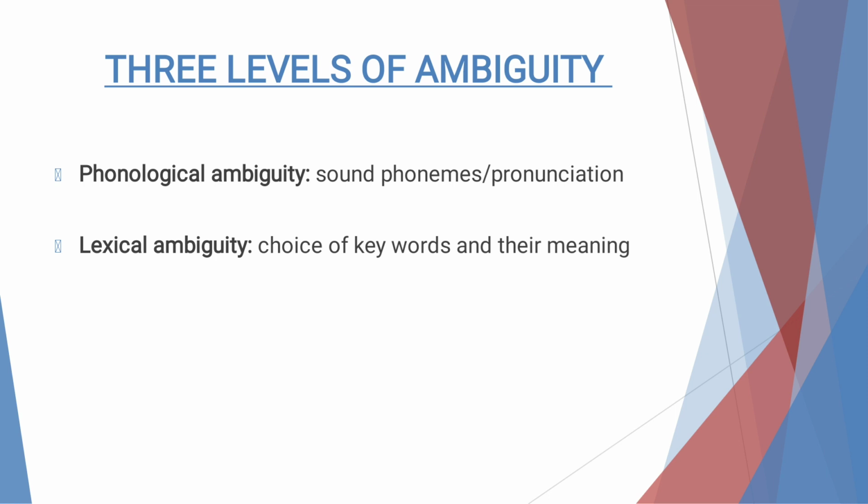The next one is lexical ambiguity. Choice of keywords and their meaning. Check these differences. So, lexical is the choice of keywords and their meaning, lexis and structure. Lexis talks about keywords.